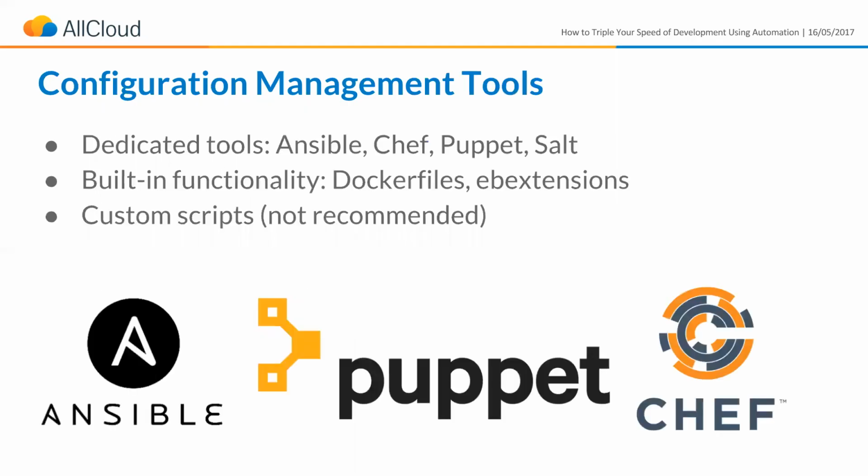Here are some examples of configuration management tools. So we have dedicated tools, like we said, things like Ansible, Chef, Puppet, or Salt. And sometimes you get configuration management as a byproduct. For example, if you use Docker. So one of the big advantages of using Docker is that you don't need to worry about configuration management anymore because it is done as part of Docker.